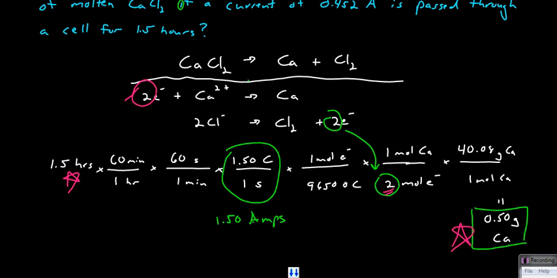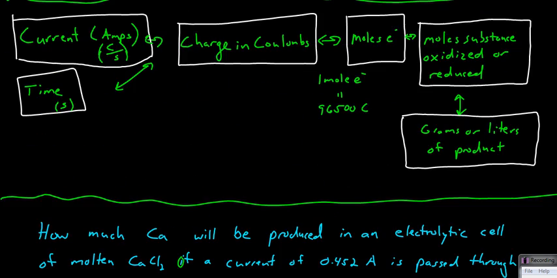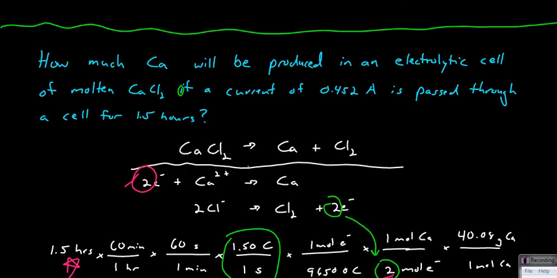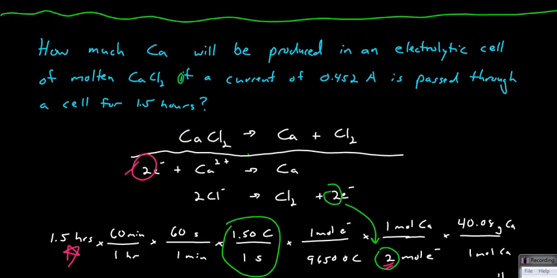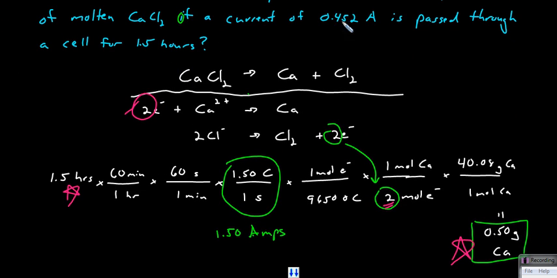All right, so this problem allowed us to go, actually, I'm sorry, there's a slight error here. Yeah, it was 0.452 amps, so this should be 0.452 coulombs per second. It's 1.50 hours. All right, please correct that in your notes.